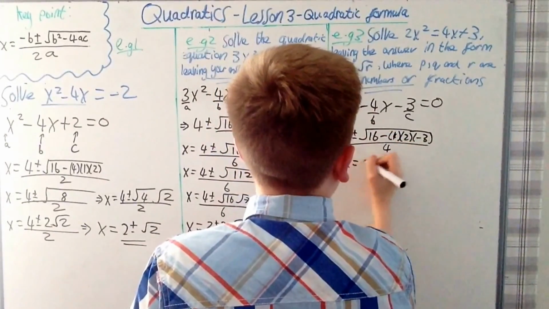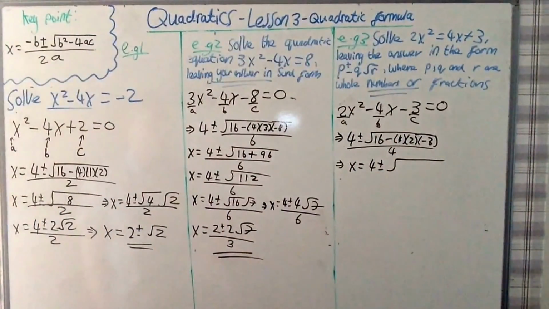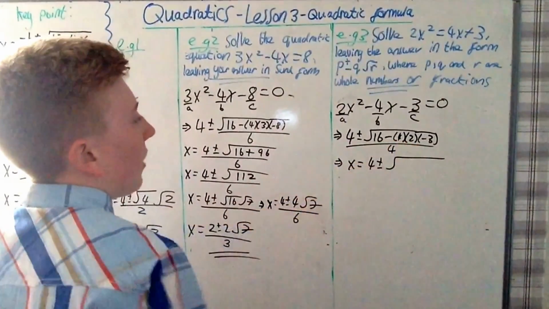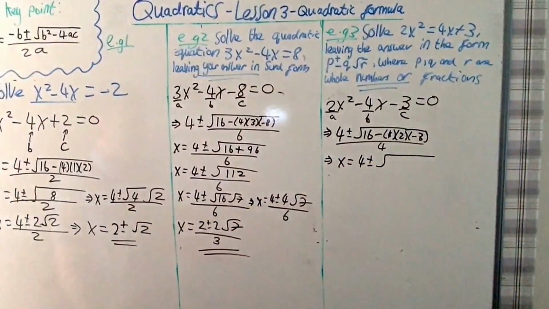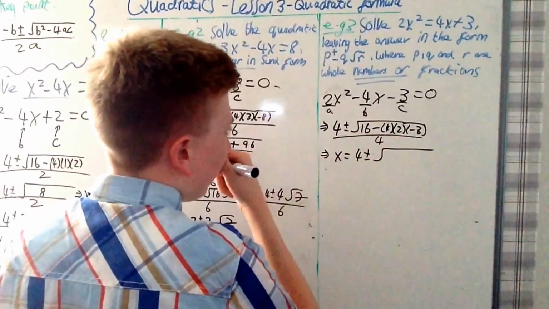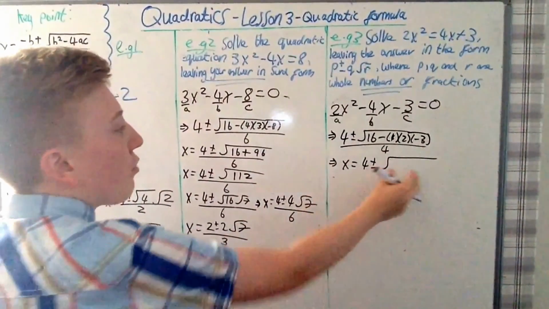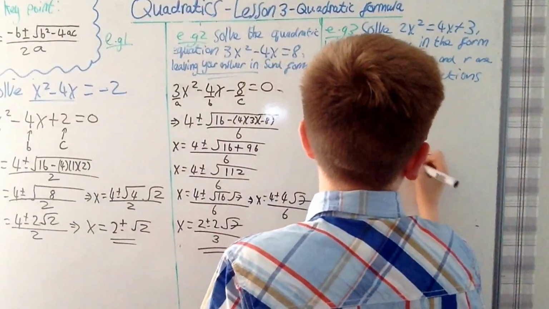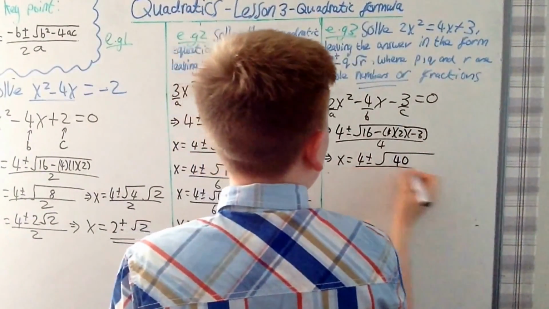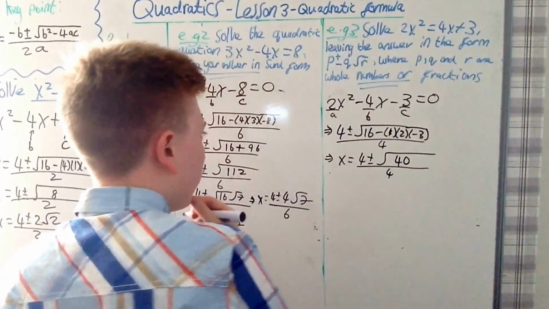So we get x equals 4 plus and minus the square root of 16 minus 4 multiplied by 2, that's 8, multiplied by minus 3, that's minus 24. So it's 16 minus minus 24, which is 16 plus 24. So for the sake of space, I'm going to do that in my head now. 16 plus 24 is 40. All divided by 4. Okay?